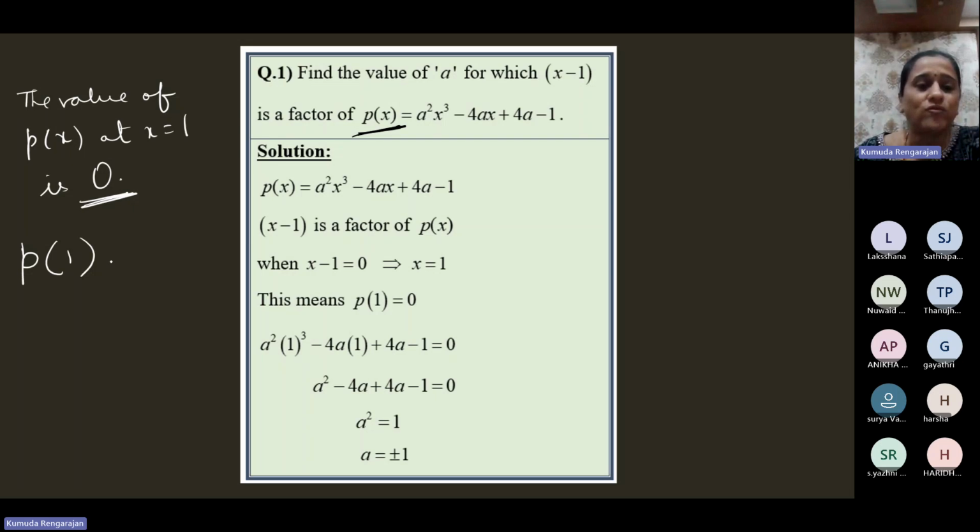And the value of p of 1 will be 0. Why? Because x minus 1 is a factor. So here you should write the remainder. P of 1 is the value of the polynomial at x is equal to 1, is equal to what you should write here, the remainder. And here we know the remainder is 0. If it is not 0, the remainder will be given to you. You should write that here. This place is reserved for the remainder.